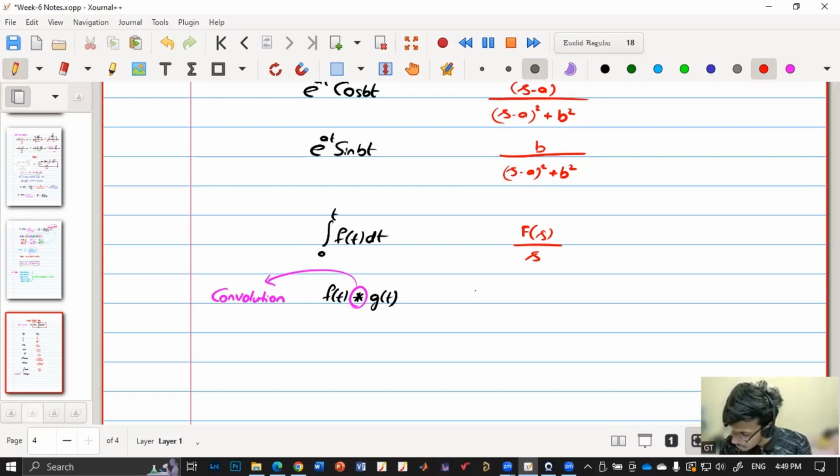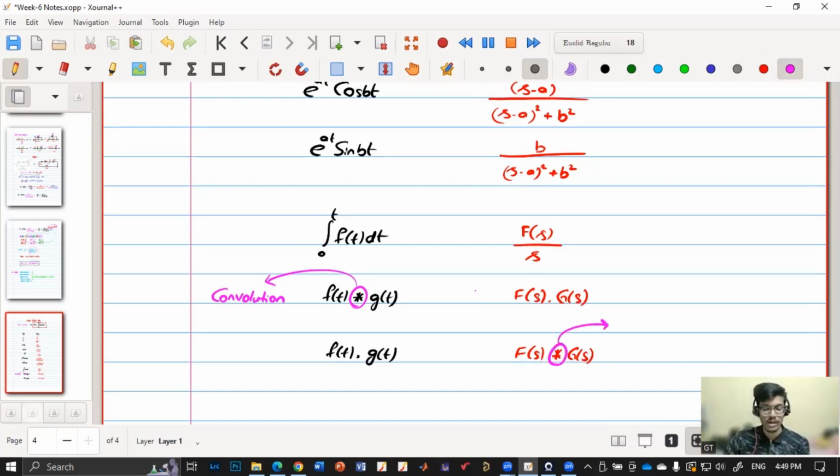Now in the S domain, it will be F of s times G of s. Now, what if I take in time domain f of t times g of t? So this is multiplication and this is convolution. So in the S domain, we will get F of s convolution G of s. So it will have that duality principle. If the convolution is in the time domain, it will be just product in S domain. If the convolution is in the S domain, it will be just product in time domain.